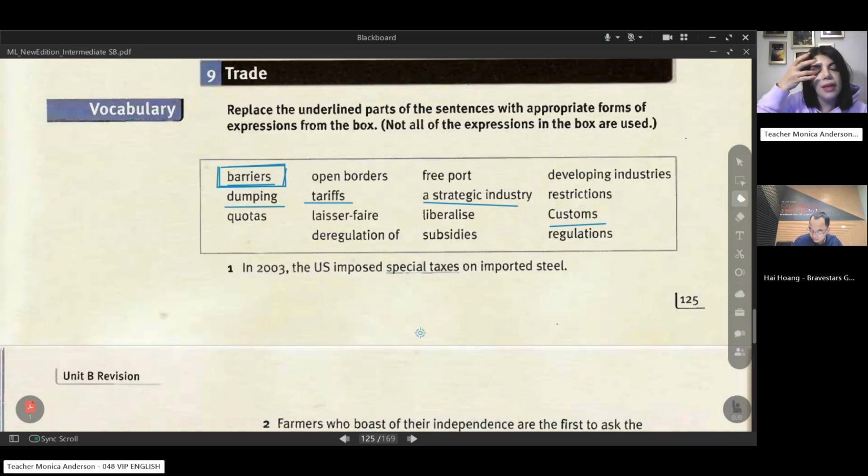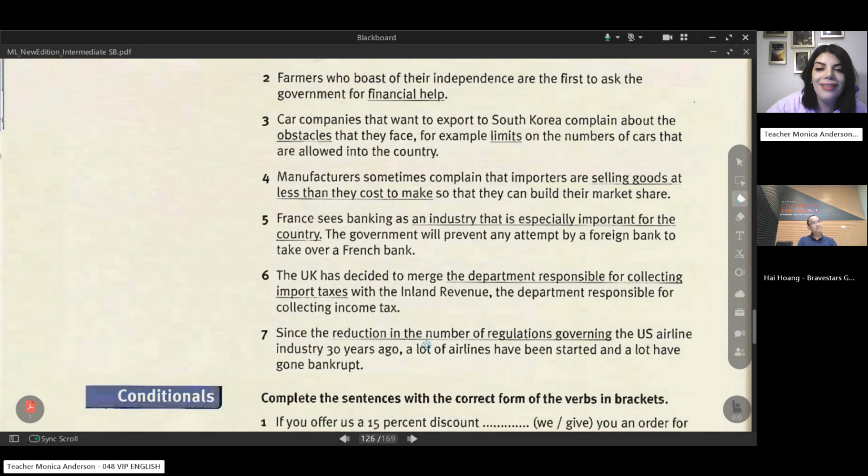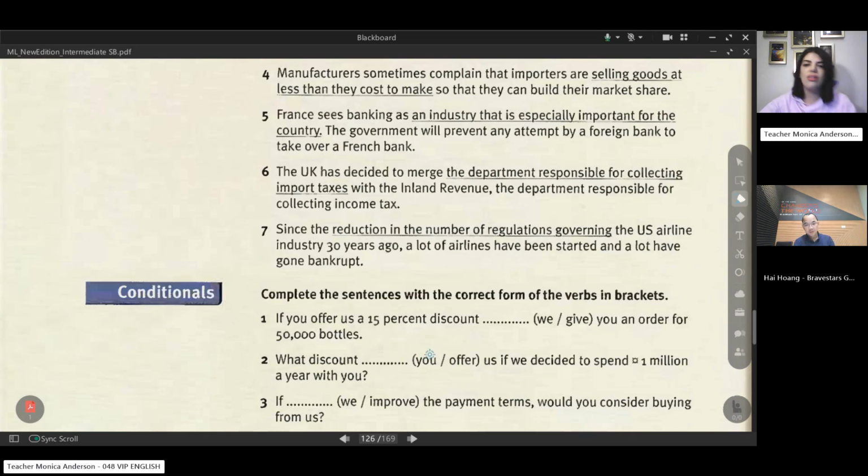Well, now let's keep going. We have conditionals. This part is really easy, you can take a deep breath. If you offer, this is first conditional. If you offer us a 15% discount, the second clause is will. So we'll give you an order for.